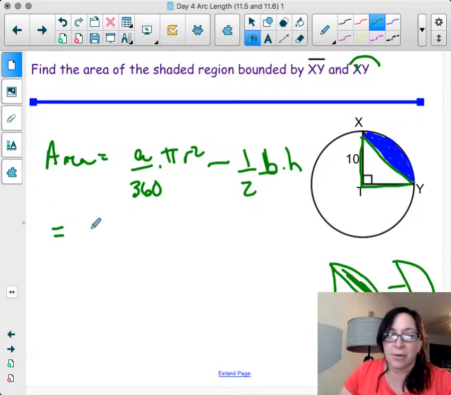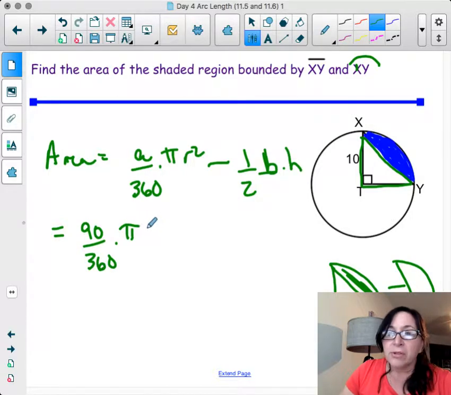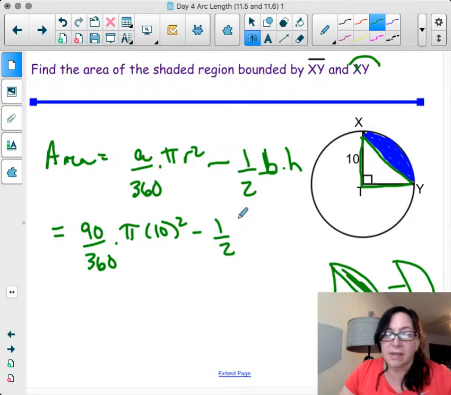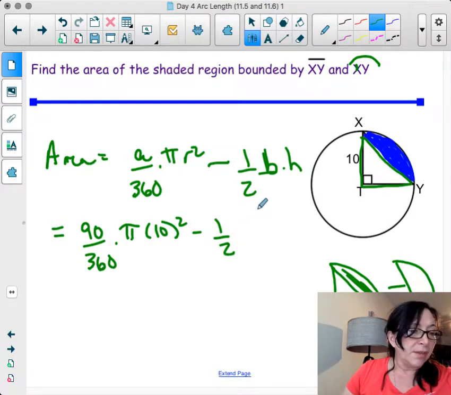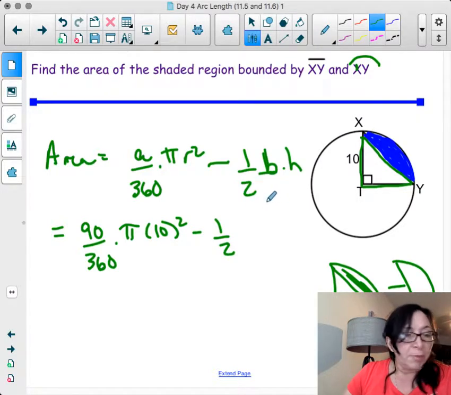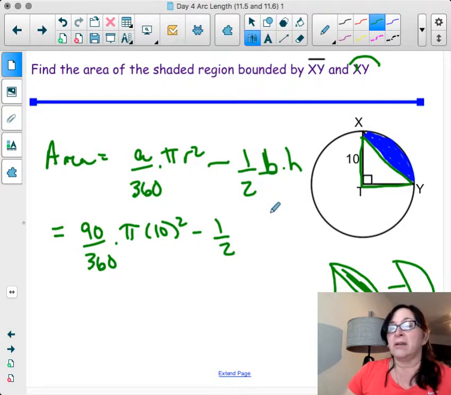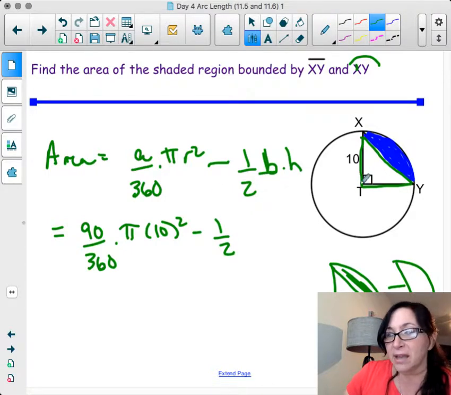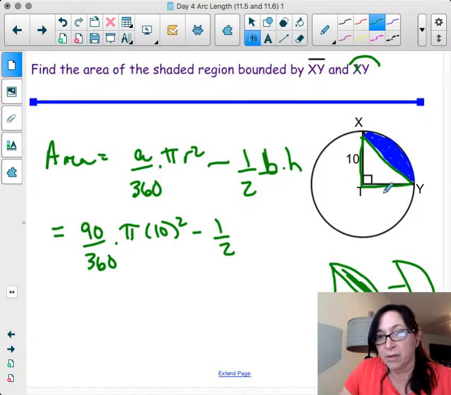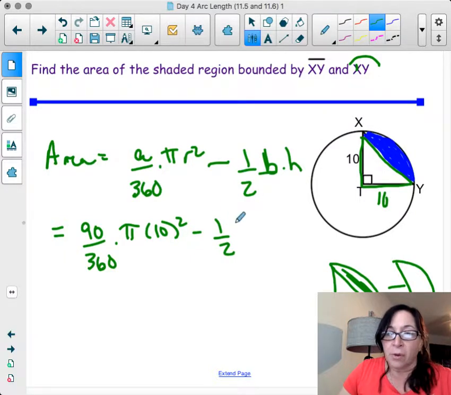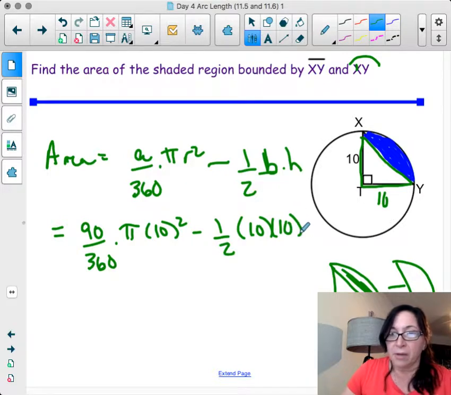All right, so let's see, arc degree. This is a 90-degree angle. So that's going to be 90 over 360 times pi r. What's r? r is 10, squared, minus 1/2 the base times the height. What you need to remember about this is that the base and the height are perpendicular for the triangle. You have to find the base and the height. And in this case, it happens that it's perpendicular anyway. So this is 10 also. So base times height, and those are perpendicular.